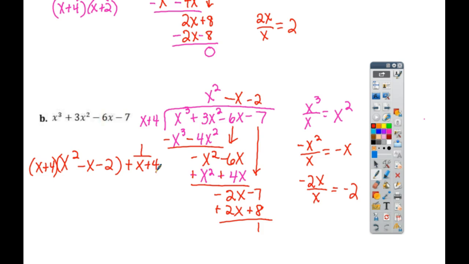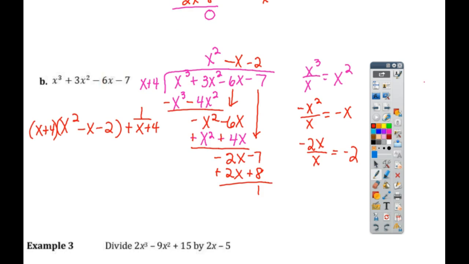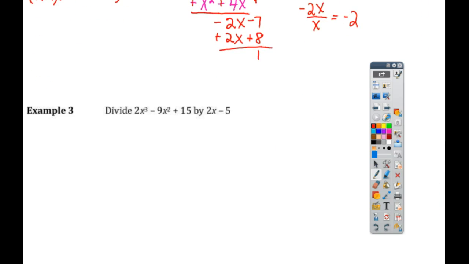Okay, let's try one more, okay? Take a look. The very first thing you're going to look at is, are all of the numbers filled in? What am I missing? X. So you have to have a 0x when you write that down. So I'm going to start with 2x to the third minus 9x squared plus 0x plus 15. And I'm dividing by 2x minus 5.